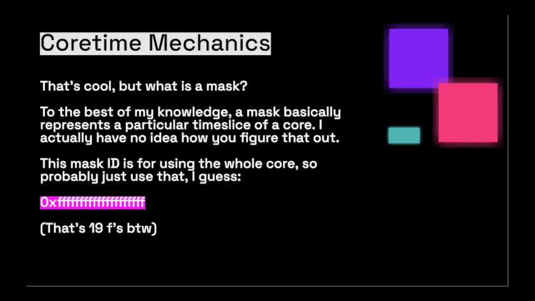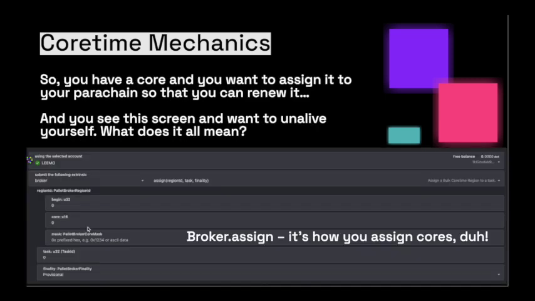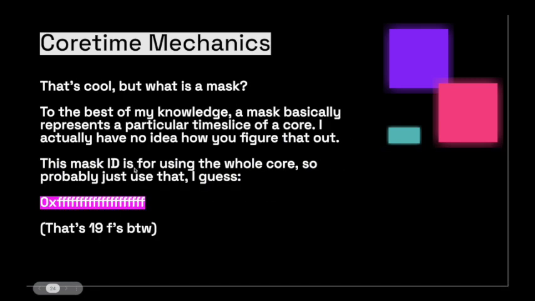Well, before we know how to do that, we probably need to talk about what a mask is. So if we go back here, you see there's the begin, which is the time slice, and then there's this mask, which never made any sense to me. But basically, to the best of my knowledge, a mask represents a particular time slice of a core and how to split it up, something like that. I generally have no idea how you figured it out.